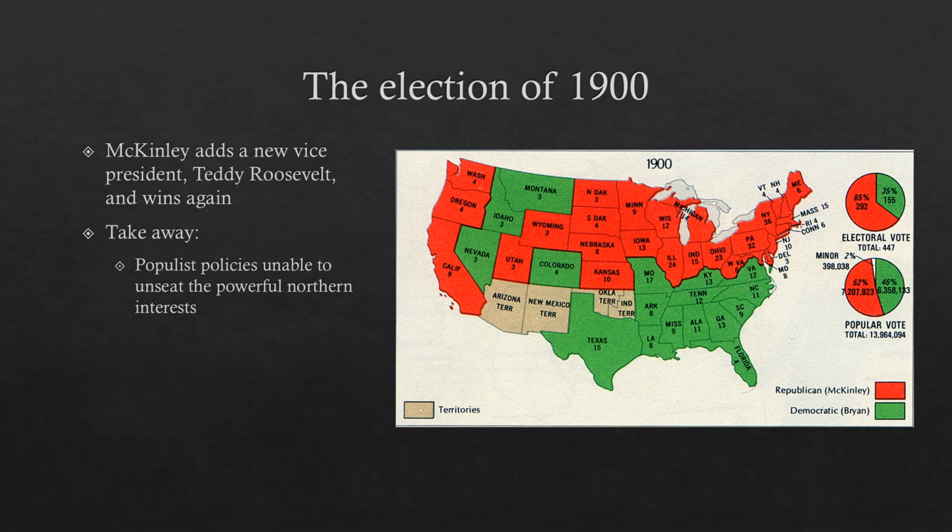And the big takeaway here is that the populists, even though they're pretty much united in all of the farming states, are not able to go against the big industrial powers of the North. So what this means is that the farmers, even though they've given it their best shot, are not really able to change the American system in the way that they want it to change. So big banks, big business, and big cities win out against the farmers.